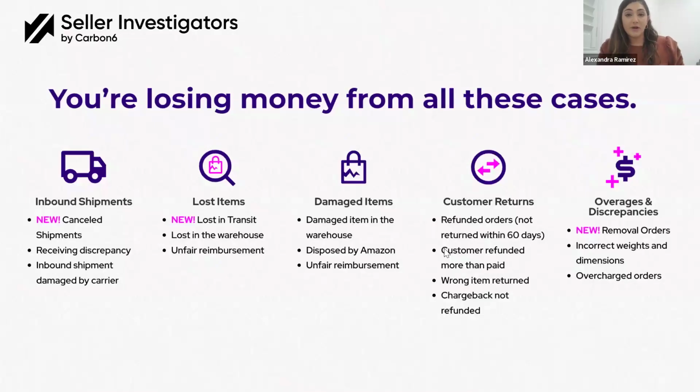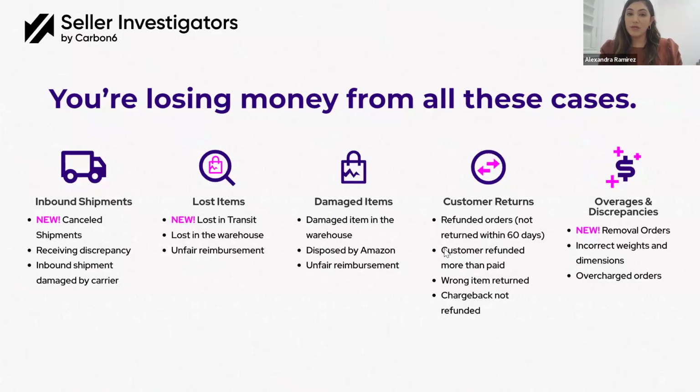Now, these are some of the categories that we actually go after, and this is really important because as of last week, we have just launched 3 new categories. So you'll see on the screen, it says new. Canceled shipments, lost in transit, and removal orders are some of our newest categories. So not only do we now do all the main 5 categories, inbound, loss, damage, customer returns, and discrepancies, but there's so many subcategories that we can actually go after. And these new ones really is what also makes us stand apart.